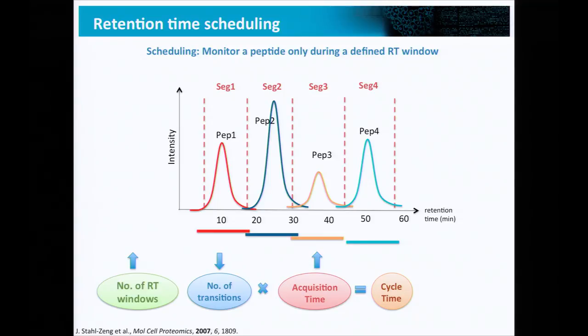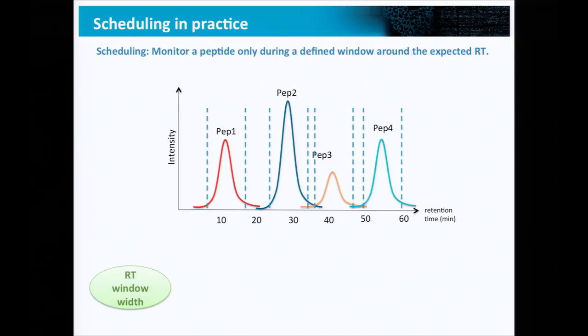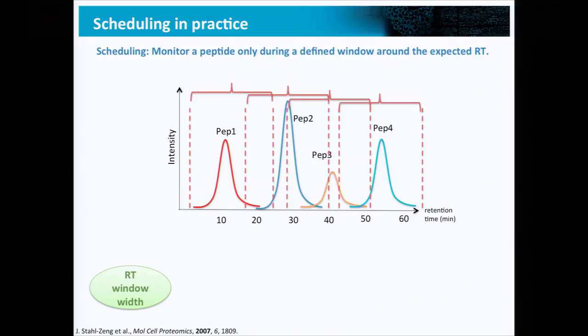So by having fewer transitions per window, we can increase the acquisition time while maintaining the cycle time, and of course the more of these segments we have, the better. So this calculation works in our favor. And de facto, we don't divide the chromatogram into segments, but we define windows. So we basically say when should we start and when should we finish around this expected retention time of this window. We define a certain window in which we're measuring a certain transition.